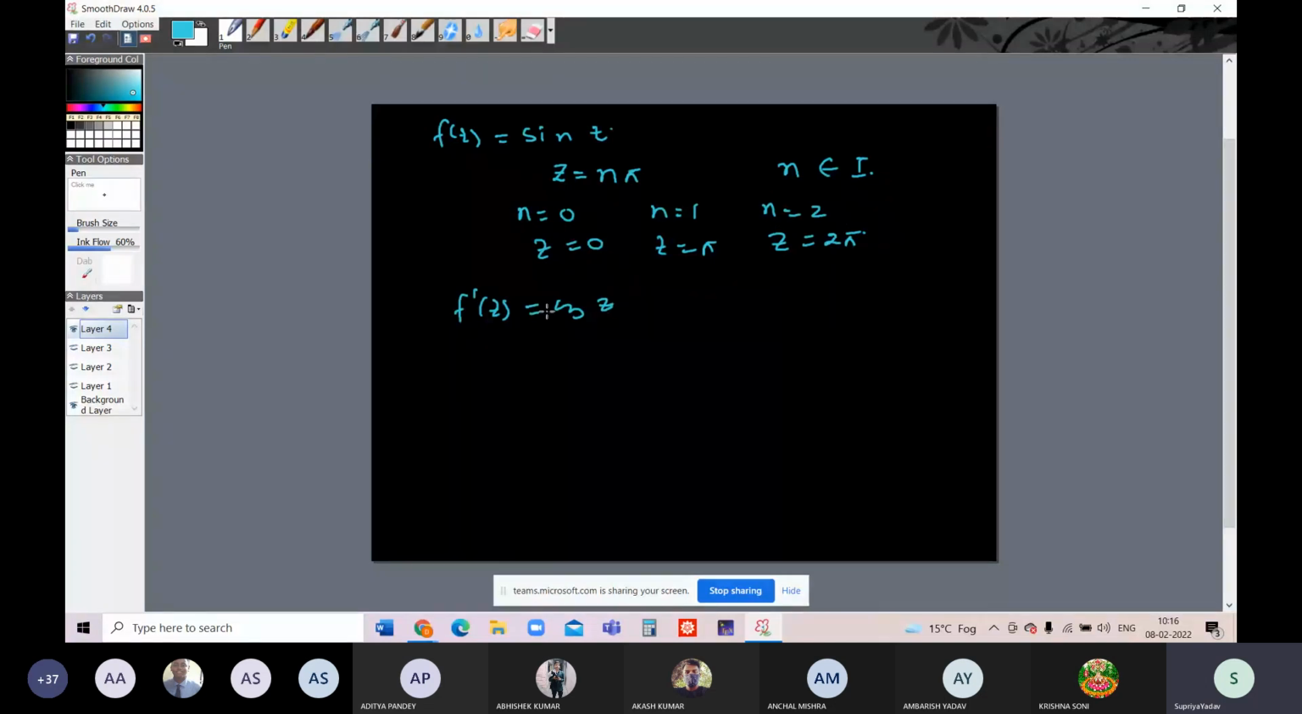You can see that for z = 0, this is 1. f' at pi is minus 1. f' at 2 pi is 1. So the first derivative of this function is a non-zero quantity. They are not equal to 0. It means that all the zeros z = n pi will be simple zeros for this function. So z = n pi are all the zeros of this function sin z, and they are all simple zeros.